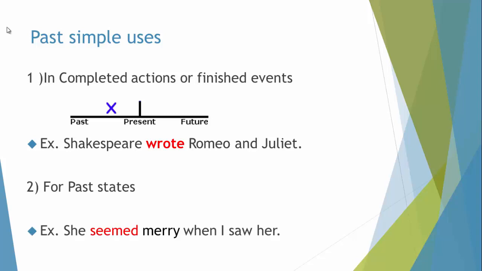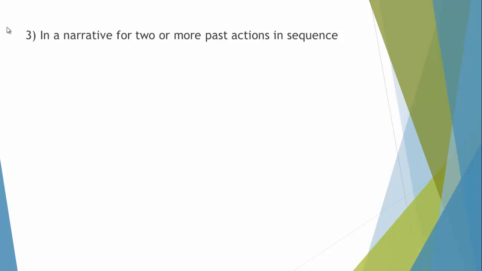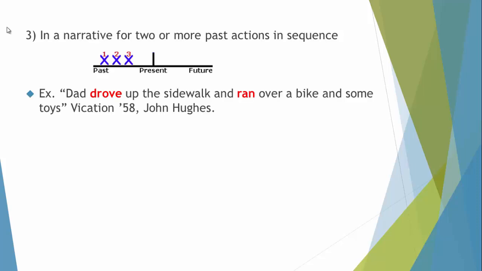Number 2. For past states. For example, she seemed merry when I saw her. Number 3. We use the past simple when we have 2 or more past actions in sequence, usually in a narrative. For example, Dad drove up the sidewalk and ran over a bike and some toys.